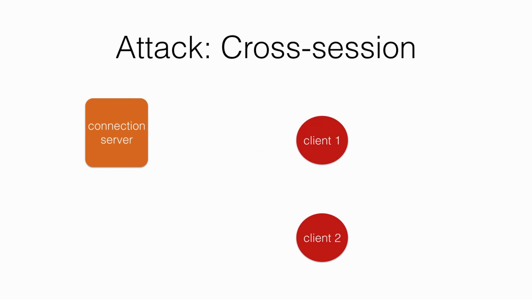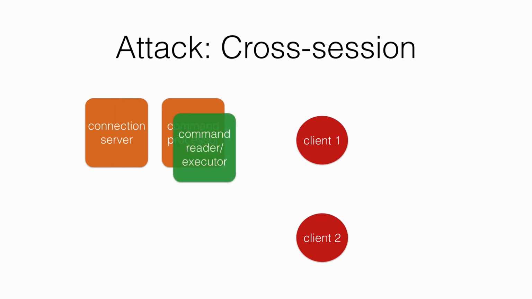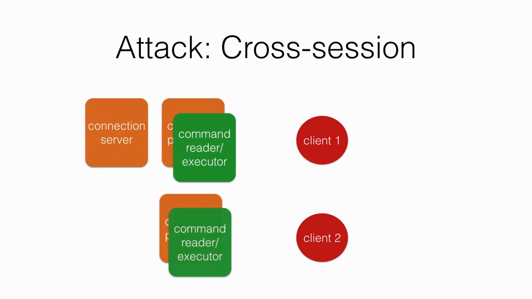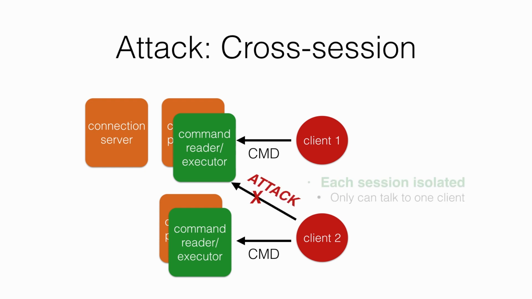The last attack that we might consider is one client trying to attack another via the FTP session. So let's imagine how that could happen. The first client connects and creates a command reader or executor, and then the second client does the same thing. Now these two clients have sessions between their respective processes. These sessions are isolated. They're in separate processes. As a result, there is no way that the command reader can talk to the client that it's not designated for.